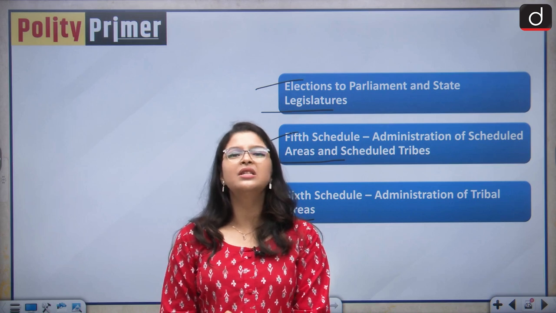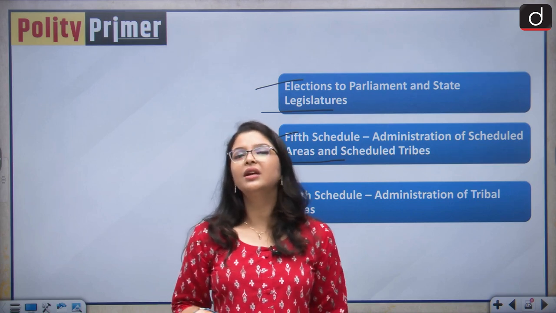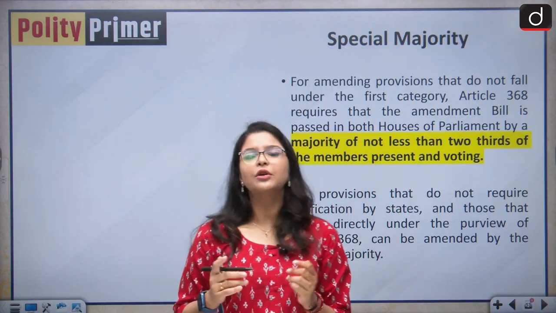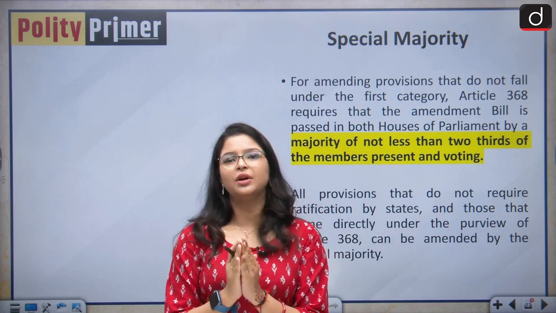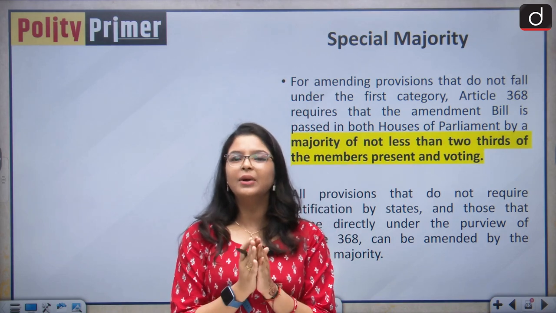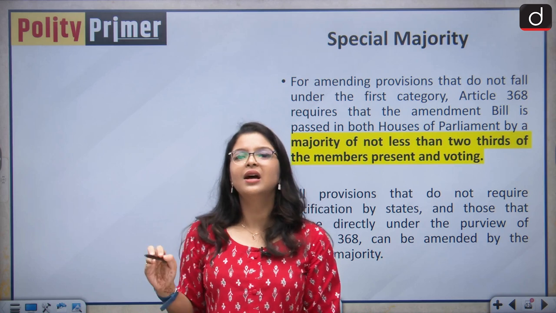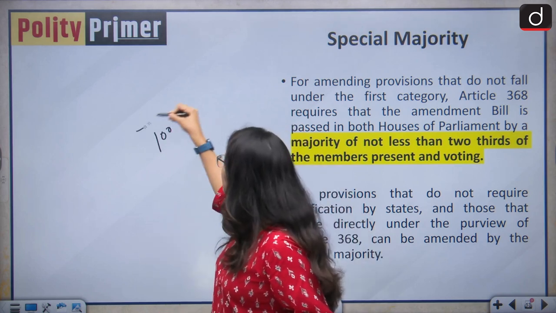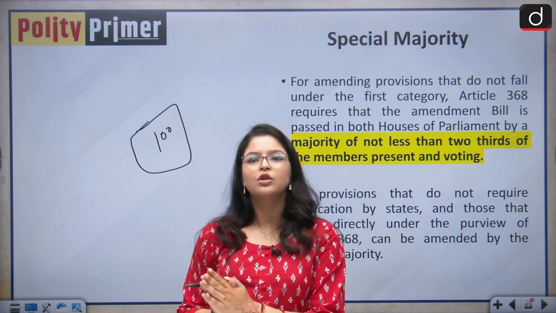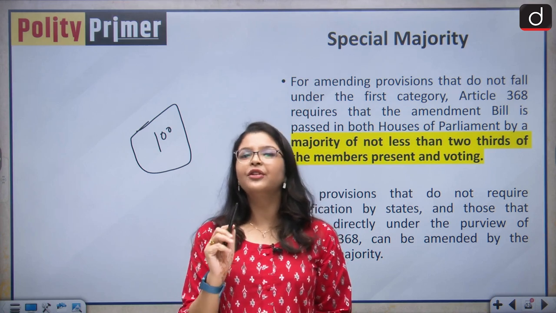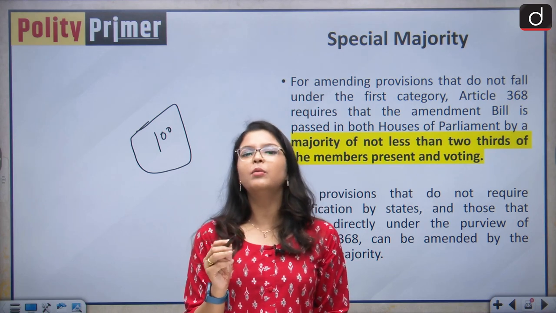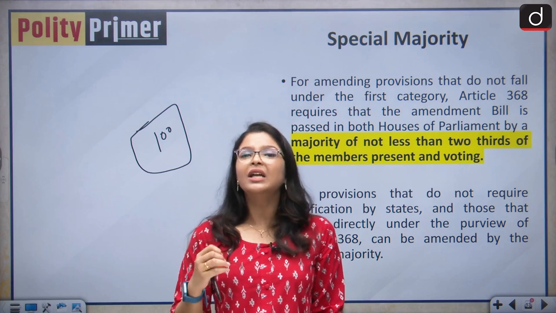Now let us study the special majority, which is mentioned in Article 368. If I try to explain this special majority in very simple terms, we are again considering Parliament hypothetically as a class. So, what do we understand by this term special majority? Supposedly there are 100 members in the class, and this constitutional amendment bill is presented to this class. Apart from the 50% members who are voting in its favor, it should receive a minimum of 2/3 members voting in favor of it.